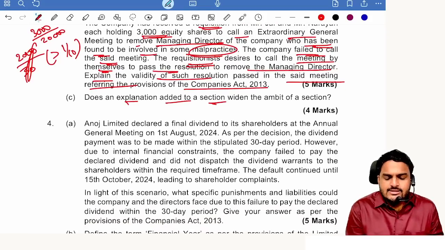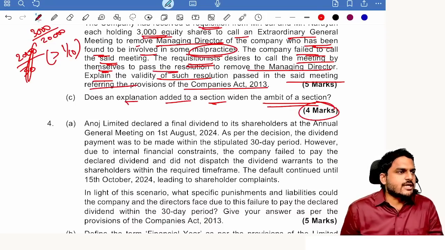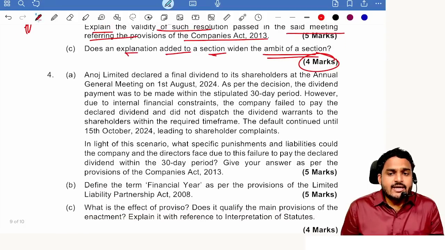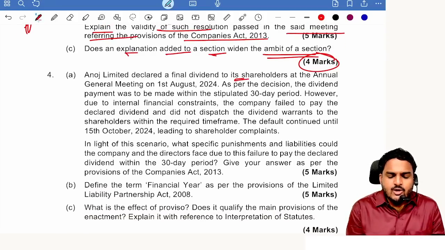Explanation added to a section within the ambit of the section, 4 marks. Interpretation of statutes, direct theory question. Explanation, internal aid.